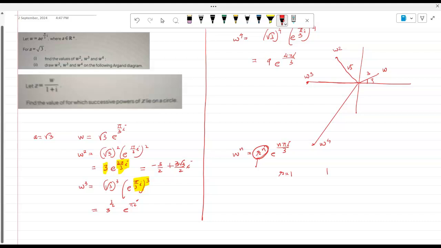So you have 1 raised to what? Suppose if your A was basically, that's your mod Z. So if your mod Z is 1, that means it will lie in a circle. I got it.